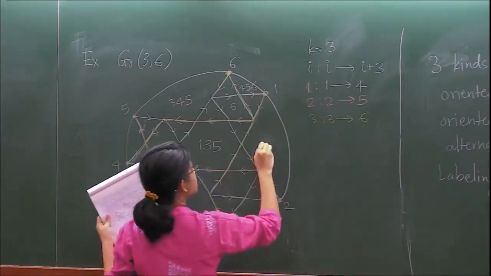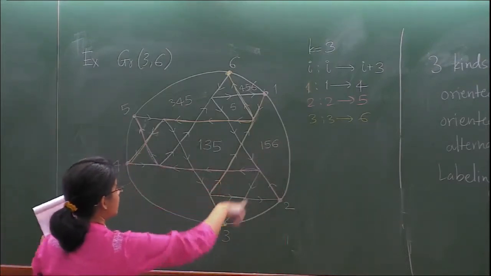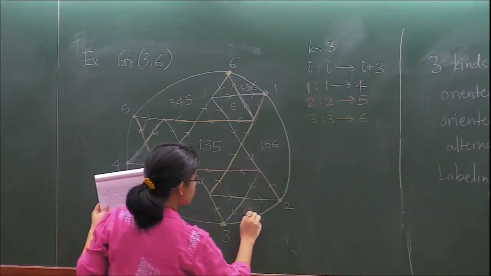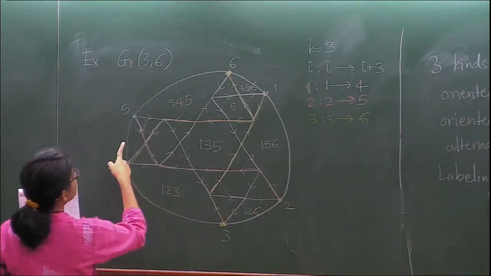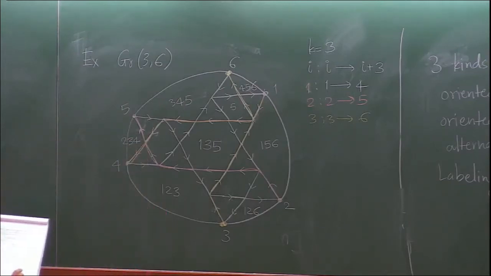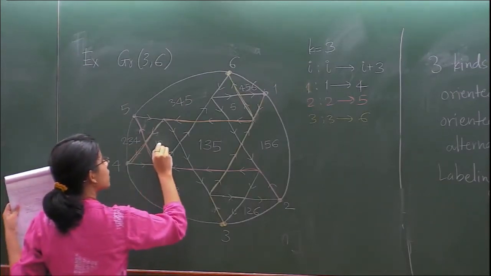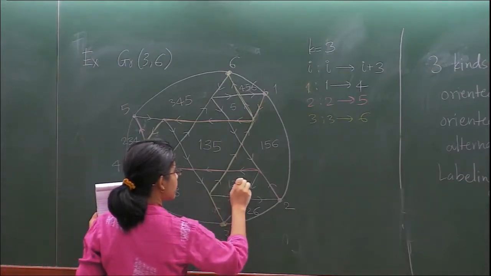All the boundary regions will be consecutive numbers mod 6. Okay, so 1, 5, 6. This is 1, 2, 6. That's 1, 2, 3. This should be 2, 3, 4, and so on. This is 1, 3, 4. This one is 1, 2, 5.